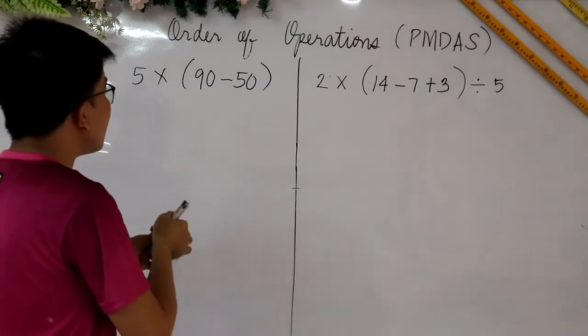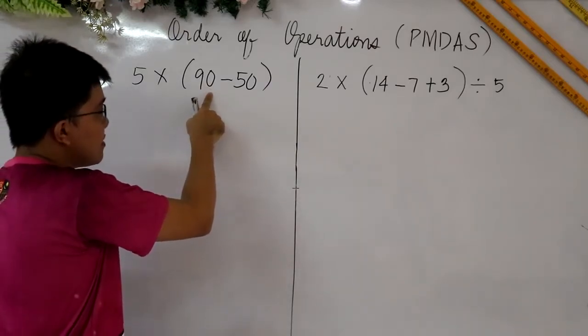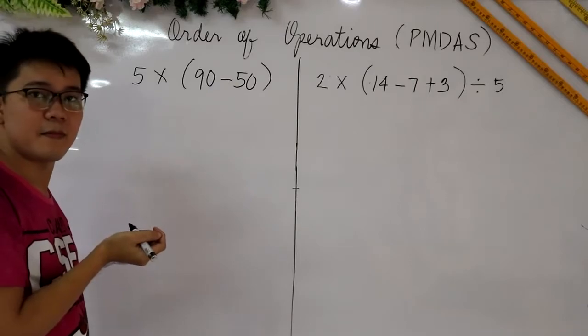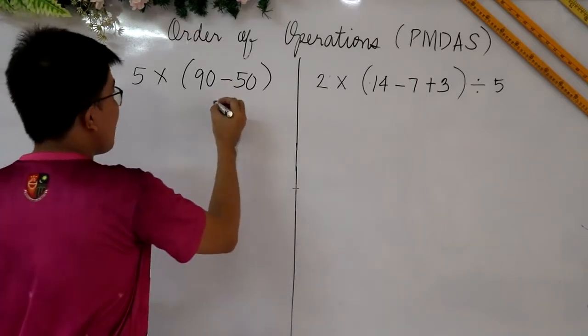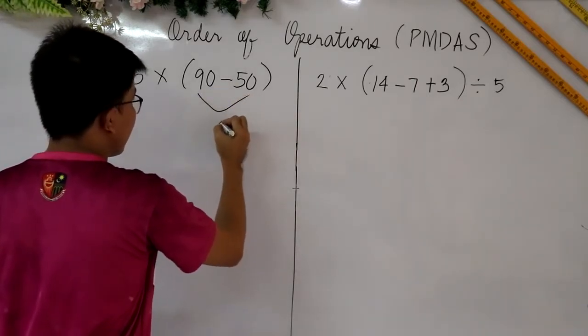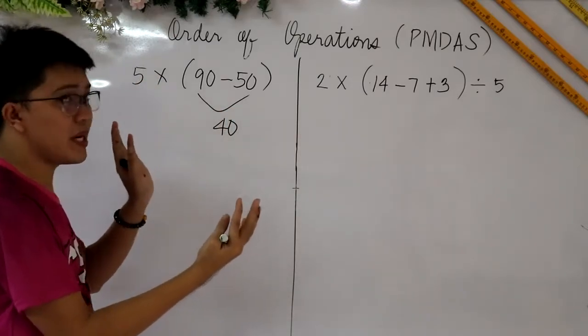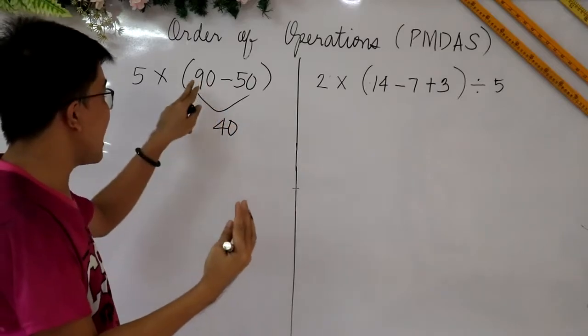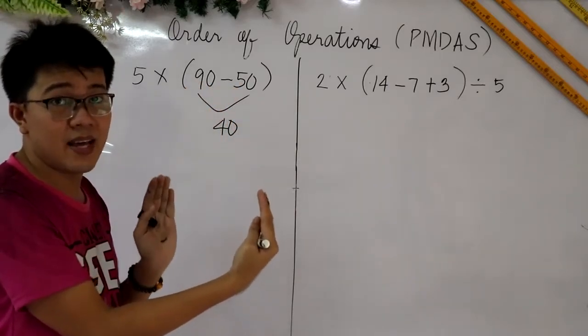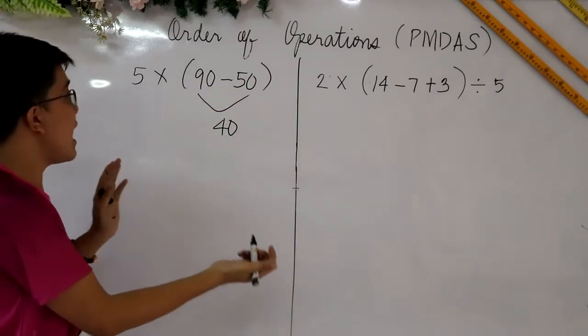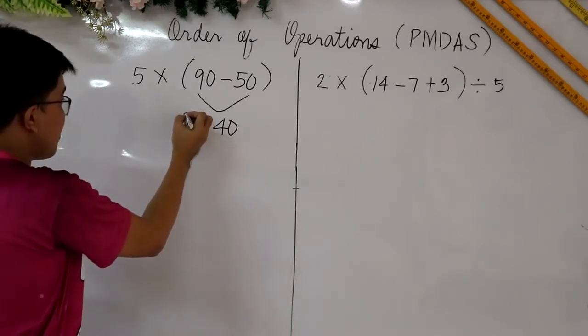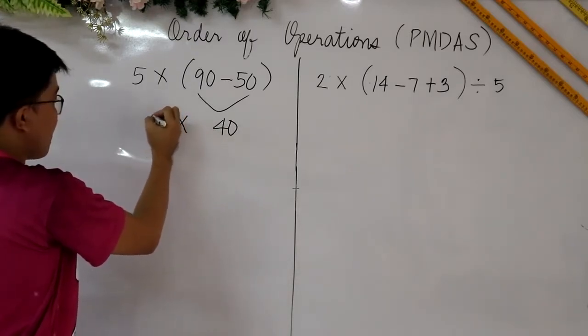Alright. So what is 90 minus 50? Very good. It's 40. Since we are done with the difference of 90 and 50 within the parentheses, it's time for us to remove it and bring down the remaining symbols and digits or numbers.